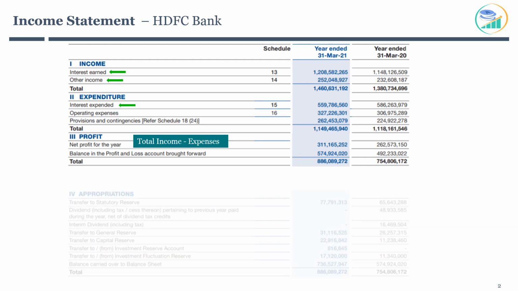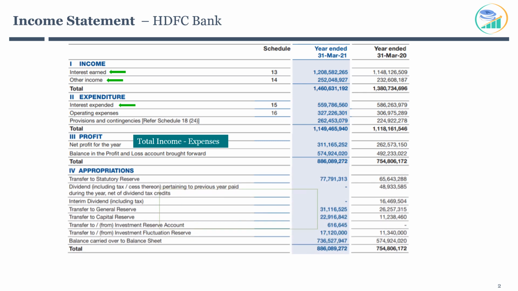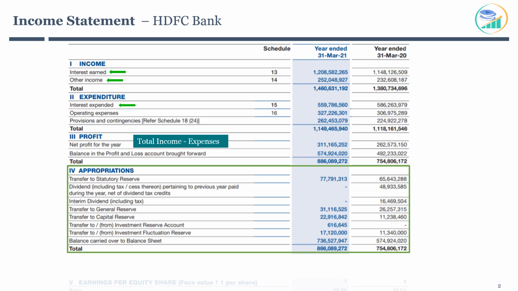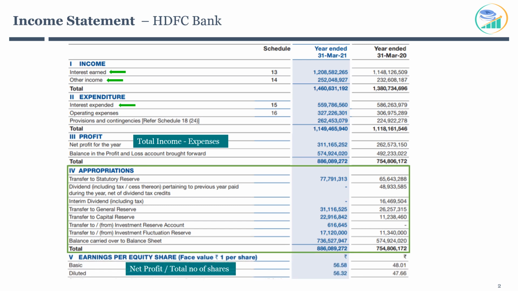The next line is appropriations. Appropriation is setting aside money for a specific purpose. You can consider it a budget-making process where money is reserved for various purposes, like paying dividends to shareholders, transferring amounts to various reserves to meet future obligations, and so on. After appropriations, you will see earnings per share. Net profit is divided by the number of outstanding shares to get the earnings per share. Typically, you will notice these line items on every income statement for a bank.